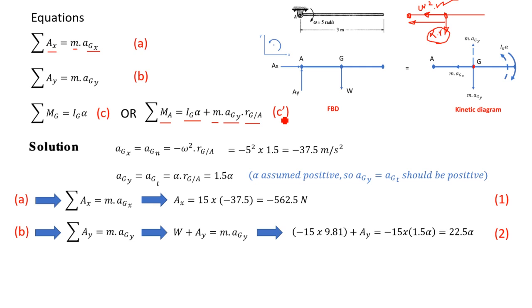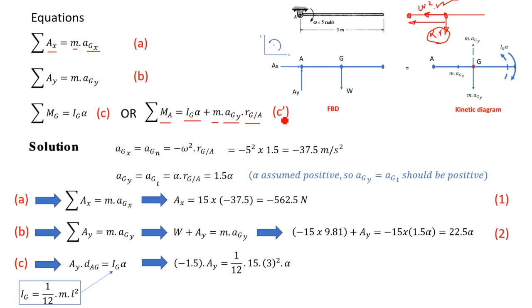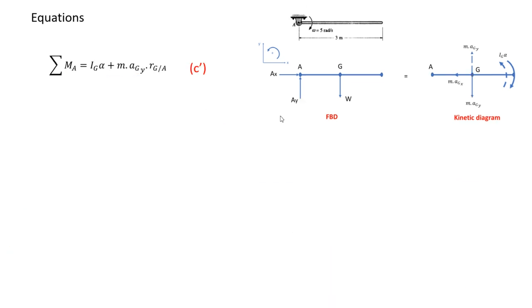Okay, so we got that. And now I'm going to ignore this one. We're going to do the moment around point A, which is going to be equal to the moment of inertia at point G multiplied by alpha, plus the mass multiplied by the vertical acceleration multiplied by the distance from G to point A. Now here, this can be found, and this can be found. The mass is known, the RGA is known, and the alpha here, and here we have the acceleration of the GY, which has been found to be equal to 1.5 alpha.